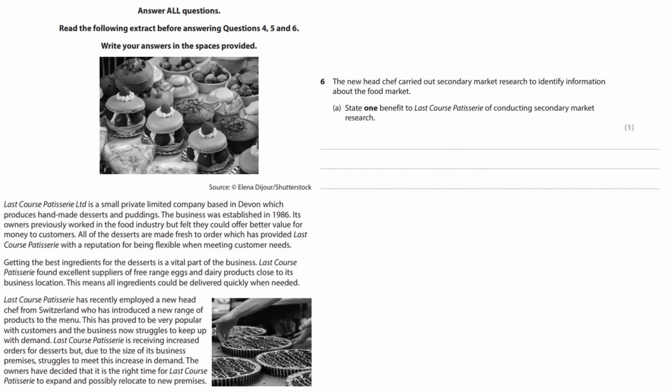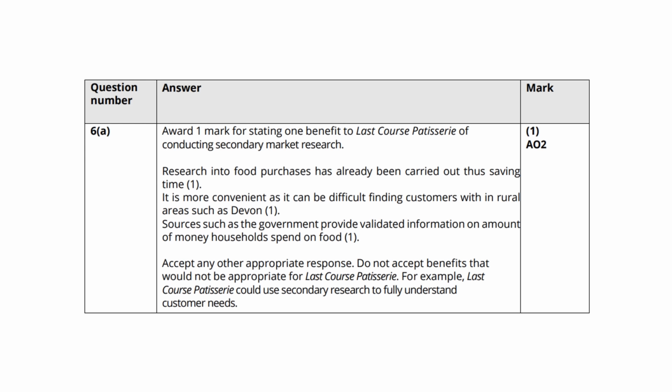The new head chef carried out secondary market research to identify information about the food market. State one benefit to Last Course Patisserie of conducting secondary market research. So give this question a go. Any appropriate response will be awarded a mark.